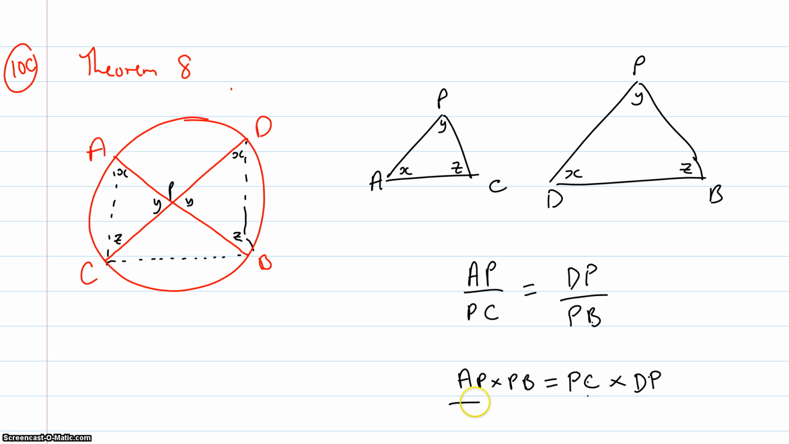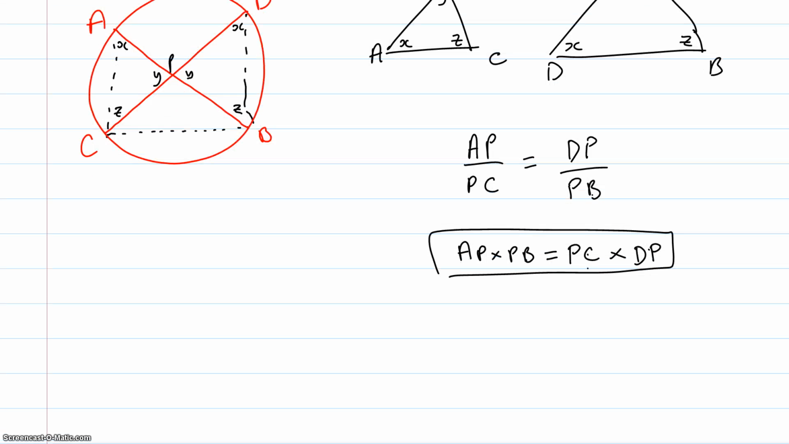The reason that is significant is because if you have a look at this, that length there multiplied by this length there is the same as this length here multiplied by that length there. And that's pretty nifty. In fact, that's the proof that we're going to do for number 8.